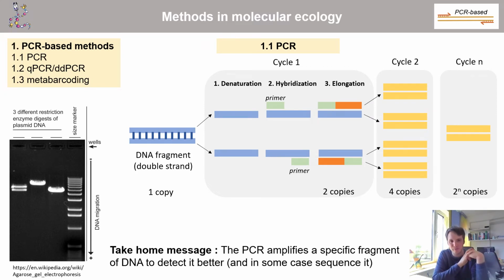Once you get the PCR product, you can put it on an agarose gel and verify first if the PCR worked, and second, if the fragment you amplified is at the proper size you should expect. Usually you will get a fragment between 100 base pairs and 400 base pairs when you do PCR. When I say usually, that depends a bit on your question, of course. So the take-home message about PCR, if you didn't know about it, is that PCR amplifies a specific fragment of DNA to allow a better detection of it. In some cases, you also want to sequence it, and I will explain that later.